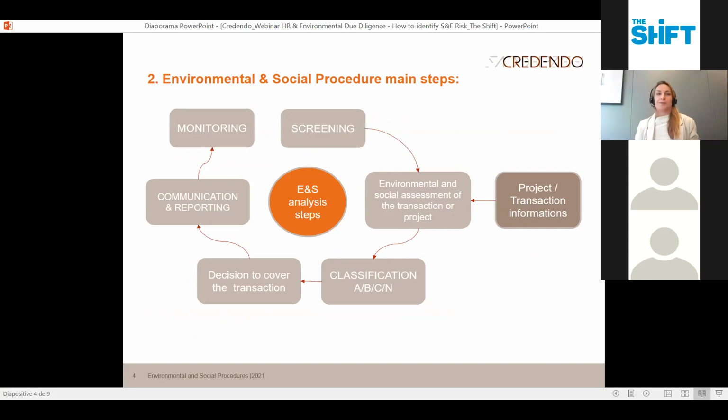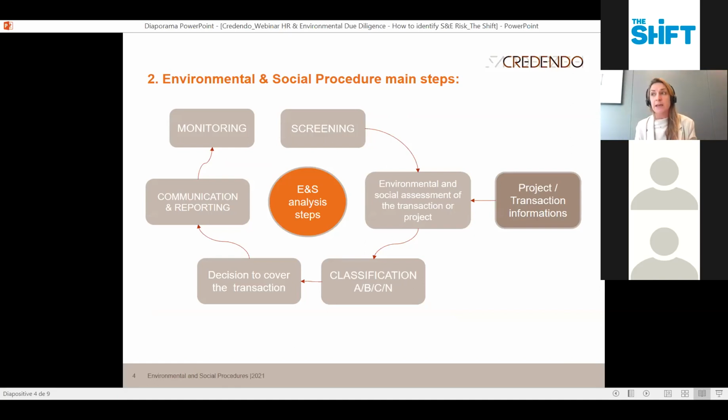The main steps of this environmental and social analysis: first, we will do a screening. So at the first stage, we will screen all the basic information we have. What is the transaction, the budget, is it under the OECD scope, what is the sector, the country where the project will occur. Then in the second phase, we will do a more detailed assessment of the environmental and social aspects.